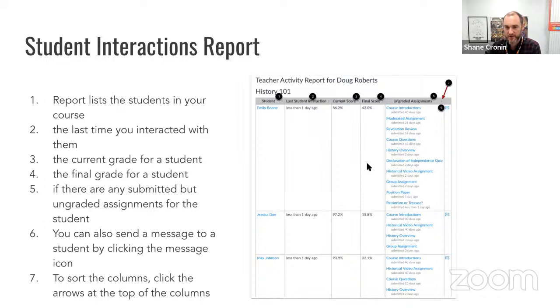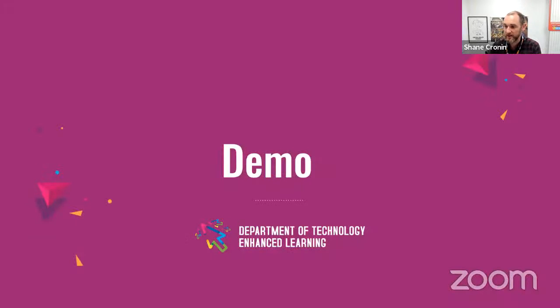On certain conditions, you have a total score, a current score, and a final score. That's depending on the weighting of your assignments in Canvas. So it's quite a basic view, but nevertheless, it's worth having a look at.